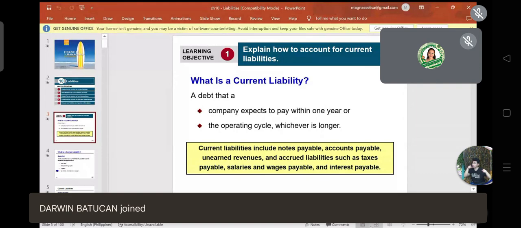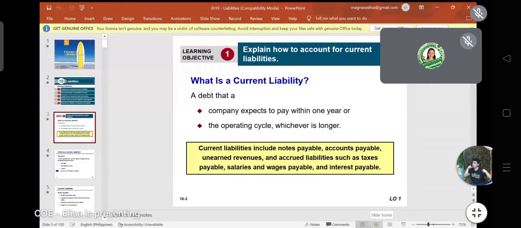And then accrued liabilities. So if you look at accrued liabilities, ang iyang example, you have taxes payable, then salaries payable, and interest payable. So these are typically payables na you already enjoy the benefit of, pero wala pa nato nabayaran, mo na siyang i-accrue. So we have to record the liabilities first because later on payment will follow.